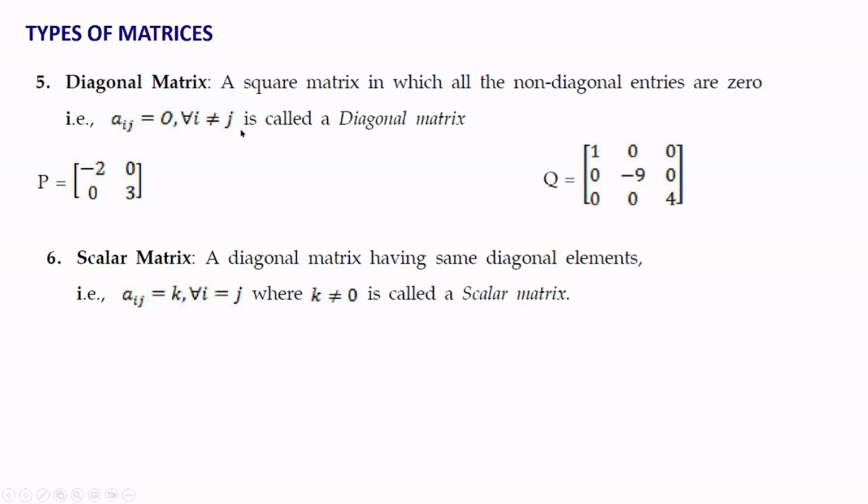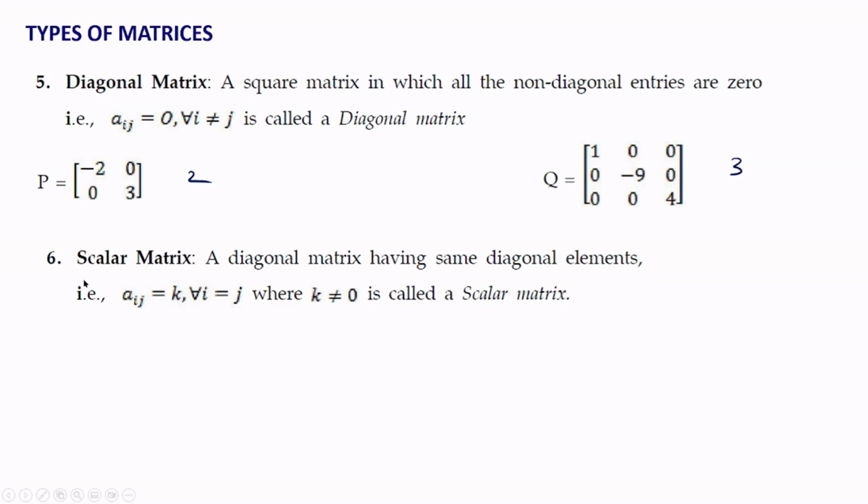Next we have the diagonal matrix. Here we call a matrix a diagonal matrix if it is a square matrix and it has all non-diagonal entries as 0. Then such a matrix is called a diagonal matrix. That is, only the elements on the diagonal will be non-zero. The other elements will be 0. These are examples of diagonal matrices. Here this is a diagonal matrix of order 2 and this is a diagonal matrix of order 3.